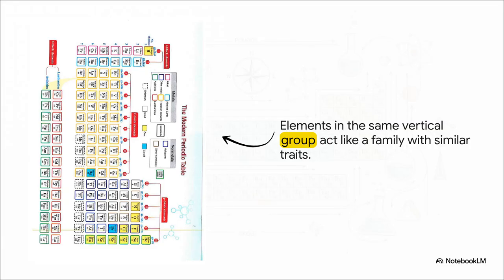Here's a perfect example. We're looking at just one of those families, one group going straight down the table. The cool thing is, if you know how one element in this column likes to behave, you've got a really good clue about how all the others will behave too. It's an awesome shortcut for scientists.